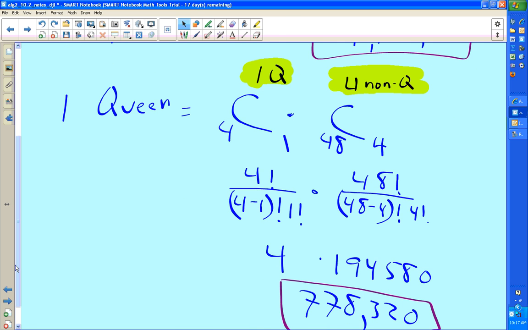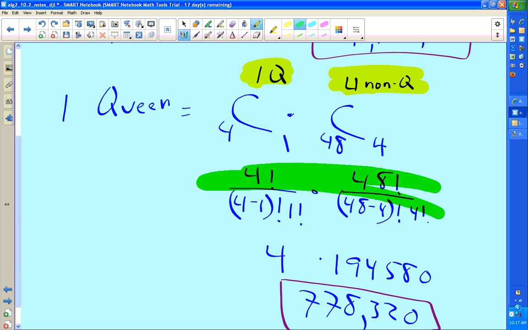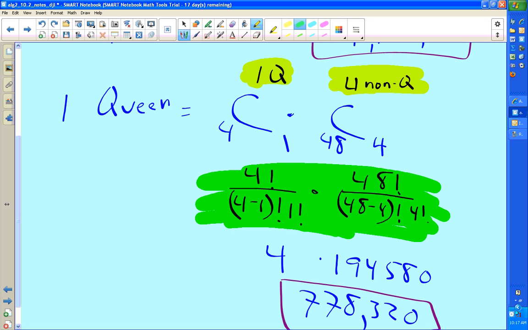I need to see this written out right here. I still have people who don't want to do that. If you don't put this, you're going to lose points. A lot of them. I don't have a problem with you using the nCr button, but I want you to have written out what you're doing with the nCr button.